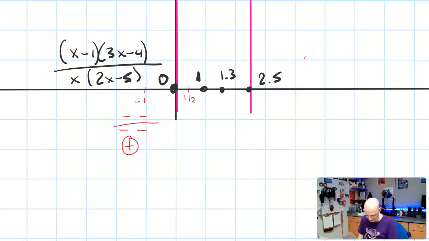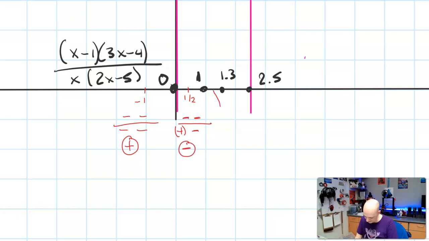Well, 1/2 minus 1 is still negative. 3 times 1/2 minus 4. 3 times 1/2 isn't going to be bigger than 4. That's still negative. x, 1/2, is now positive. That term has flipped sign. 2 times 1/2 minus 5 will still be negative. So we now have 3 negatives and a positive. That net sign is negative.